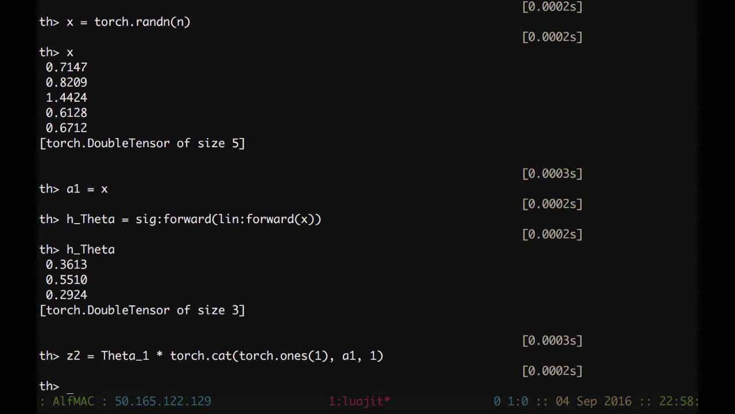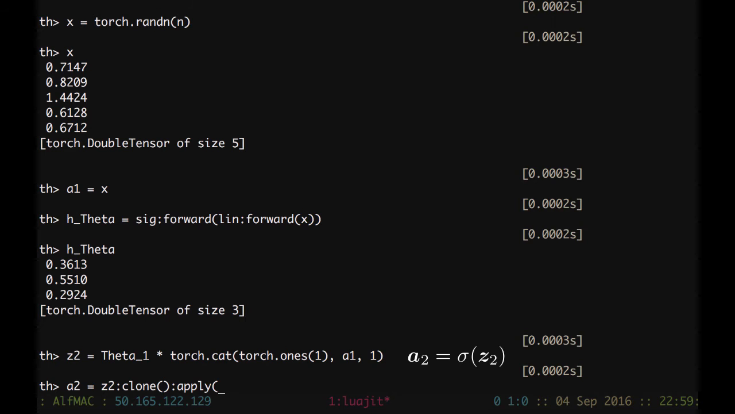So z2 is the weighted input, and then we have to apply a sigmoid to the z2. Let's do this by hand. So we have a2 equal z2, which I clone. If I don't clone, I'm going to overwrite its value, so I just want to preserve whatever it was there.